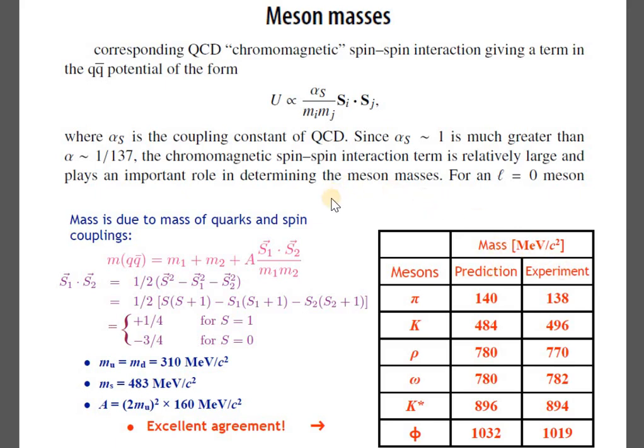Compared to the previous test of the static quark model, that is, the baryonic magnetic moment, here we have to introduce a small spin-spin interaction, and after that we get very nice predictions for the meson masses, which I have shown here.